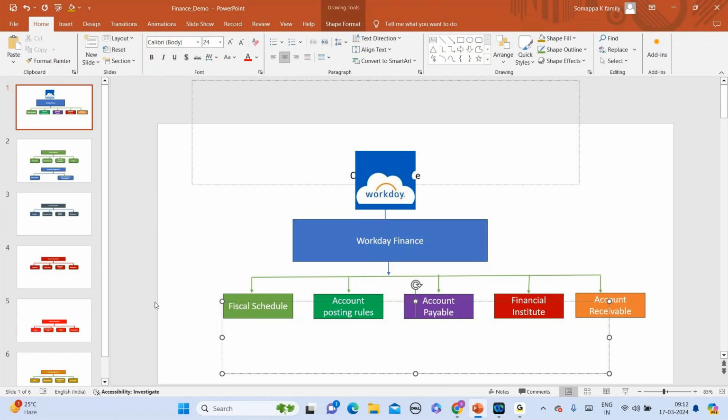This fiscal year also consists of fiscal posting rules. There are some fiscal periods. How fiscal periods are created, how a fiscal year is created, how to create the initial fiscal year, last fiscal year or current fiscal year, those things will be covered under this fiscal schedule and tax structure.